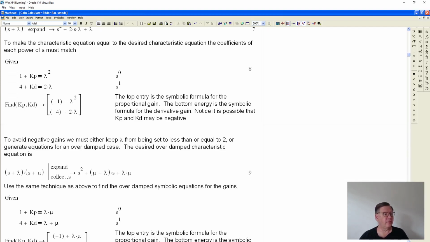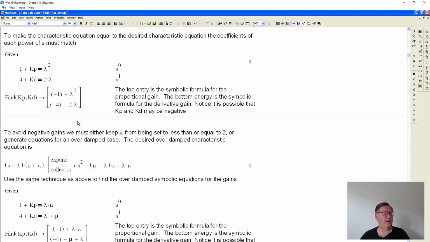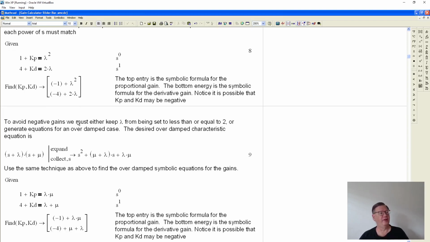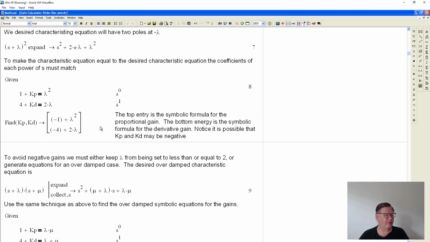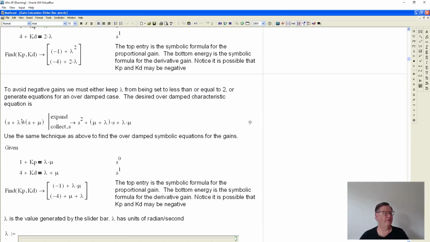So the problem here is we have the capability of making the gains 0 or negative, and you can see that if lambda is less than 1, then this will be 0. And if lambda is less than 2, then the Kd will be equal to 0. So what we've got to do is make up another case. We have one case that's going to be for the critically damped. Then the overdamped has two different poles.